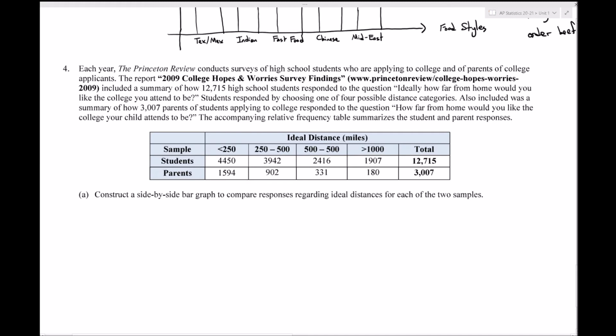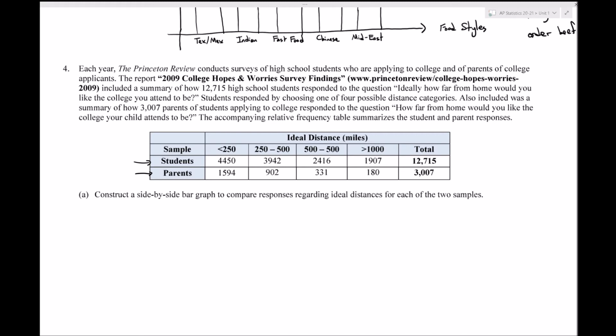So in this case, we have data taken from 2 different populations, and we're going to compare how those populations are distributed with respect to this ideal distance variable. So the accompanying relative frequency table summarizes the student and parent responses. Construct a side-by-side bar graph to compare responses regarding ideal distances for each of the 2 samples. So then the same idea applies. We're going to have a side-by-side bar graph, and we're going to probably scale them to percentages.